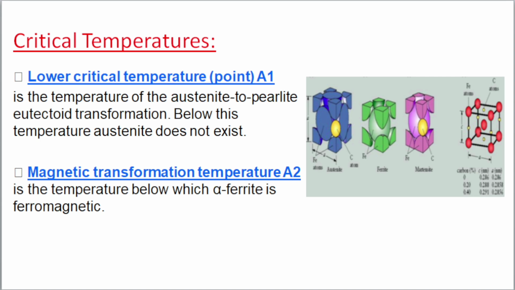Lower critical temperature, point A1, is the temperature of the austenite to pearlite eutectoid transformation. Below this temperature austenite does not exist. Magnetic transformation temperature A2 is the temperature below which alpha ferrite is ferromagnetic.